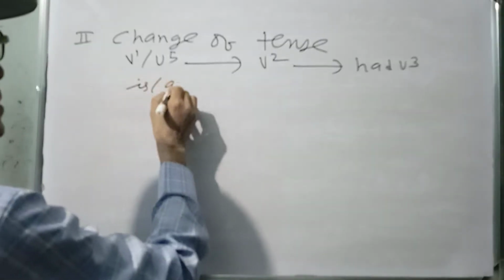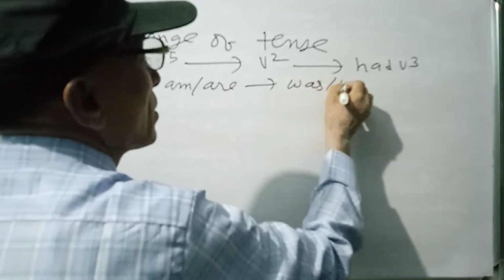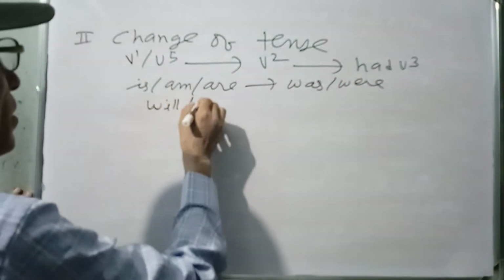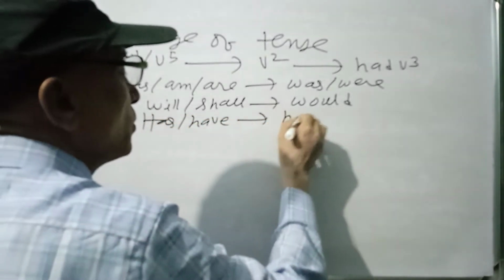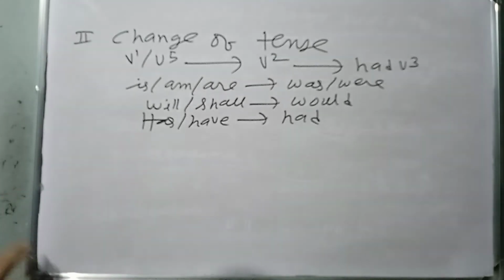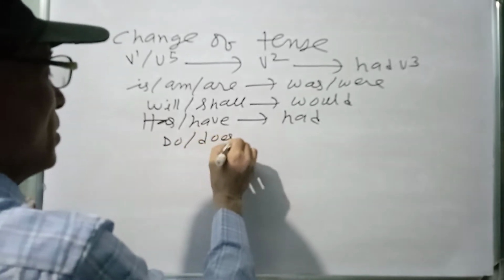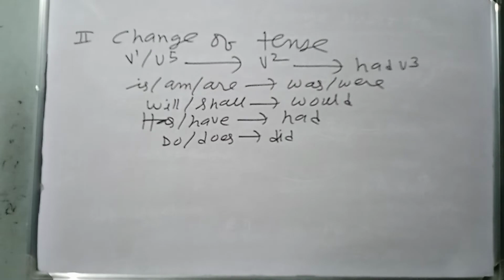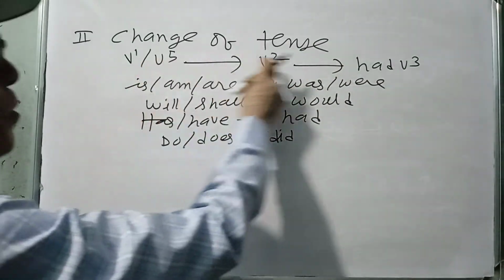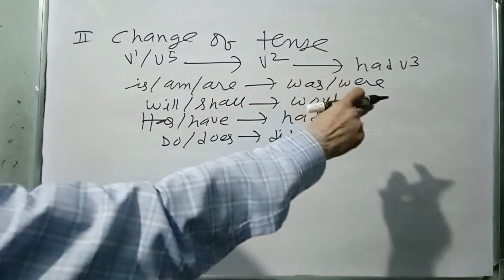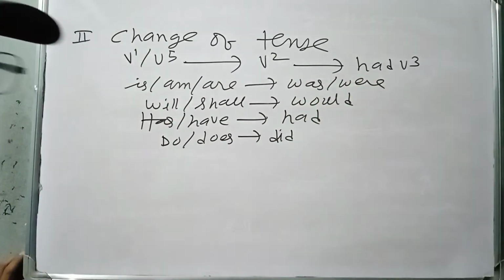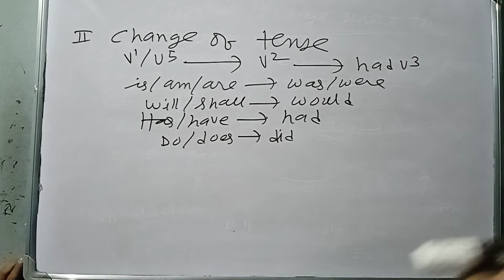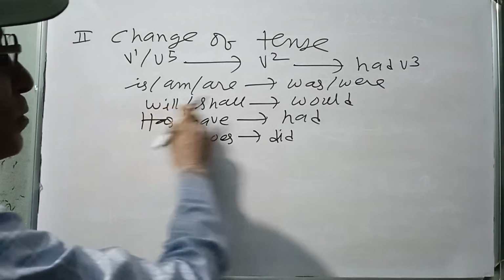In the same way, is, am, are change to was or were. Will or shall changes to would. Has, have changes to had. Do or does becomes did or B2. In change of tense, you have to change to the corresponding past tense. Present continuous becomes past continuous. Simple present becomes simple past. Simple past becomes past perfect. Present perfect becomes past perfect. Present perfect continuous becomes past perfect continuous. And simple future becomes would.